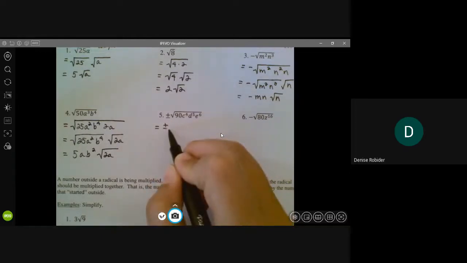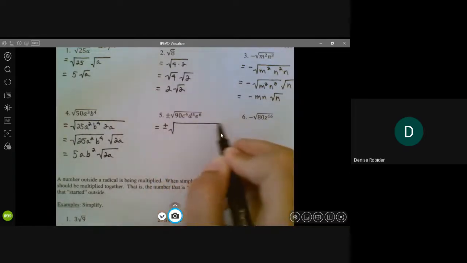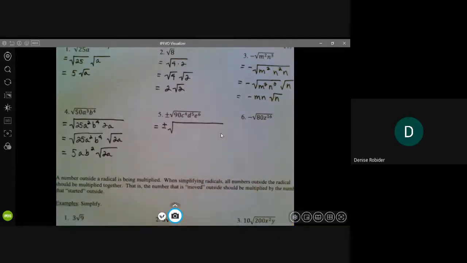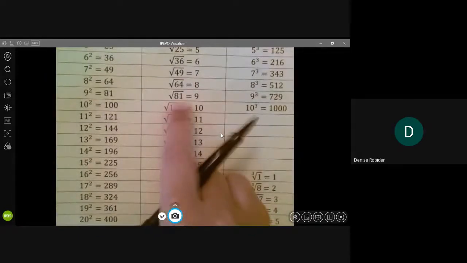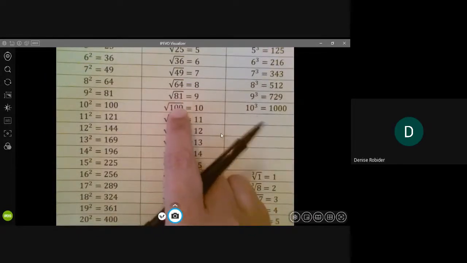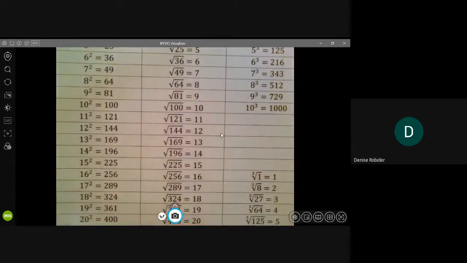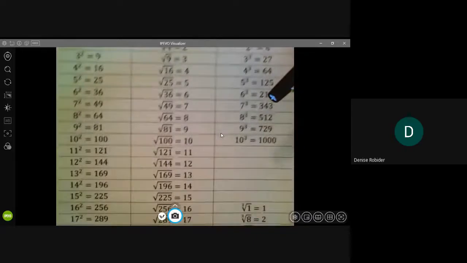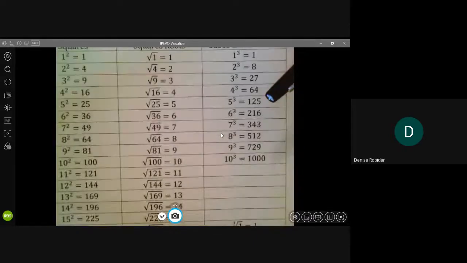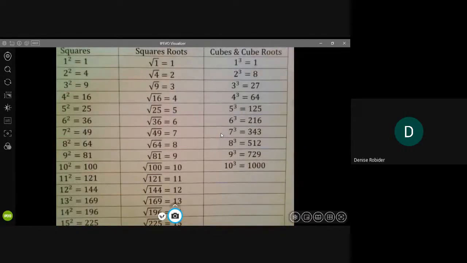Number 5. Okay, I'll refer to my chart. 90 is not a square. Do you see 90 in the list? No, 90 would go here, and it's between 81 and 100. It's not in my list of squares. What number divides into 90 that is a square? 45 times 2. Yeah, 45 times 2 does make 90.